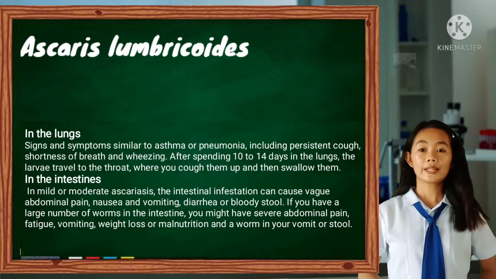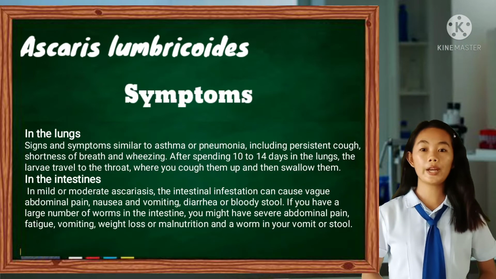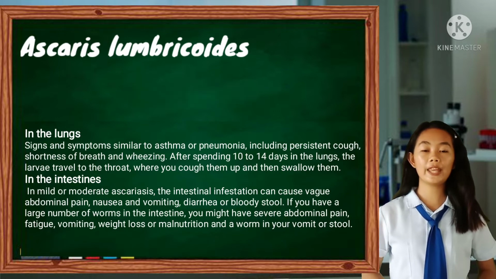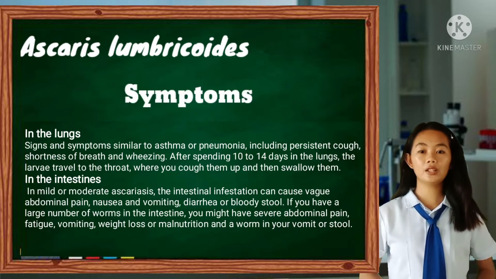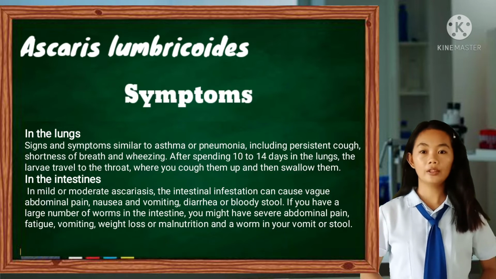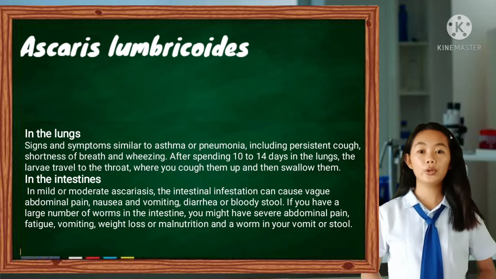In the lungs, signs and symptoms are similar to asthma or pneumonia, including persistent cough, shortness of breath, and wheezing. After spending 10 to 14 days in the lungs, the larvae travel to the throat where you cough them up and then swallow them.